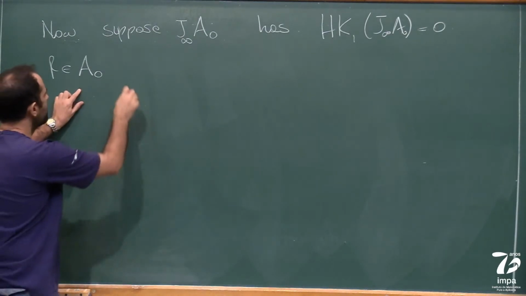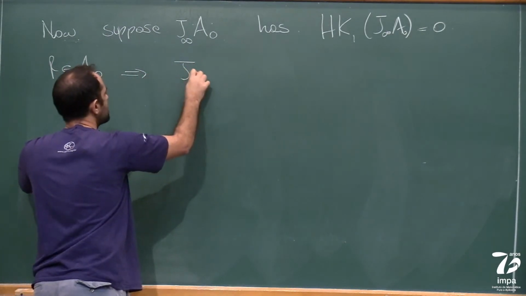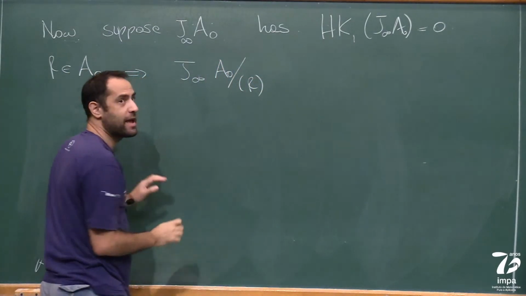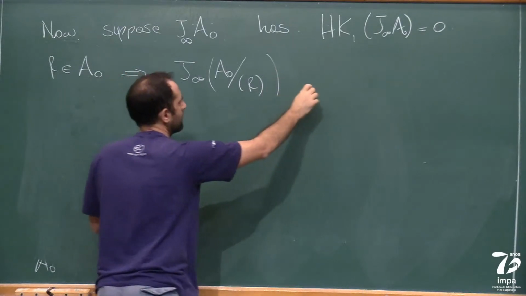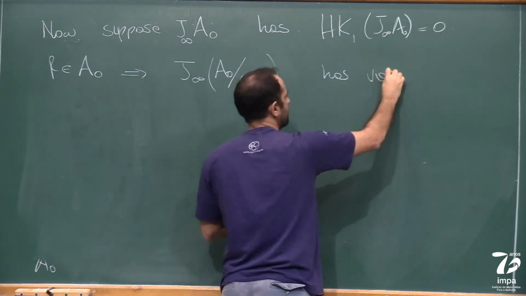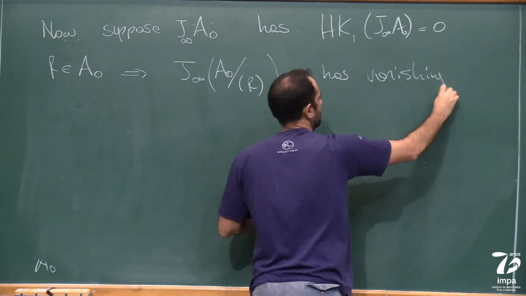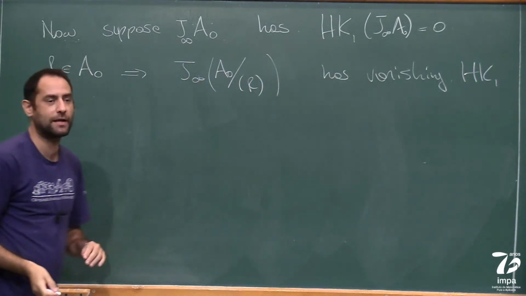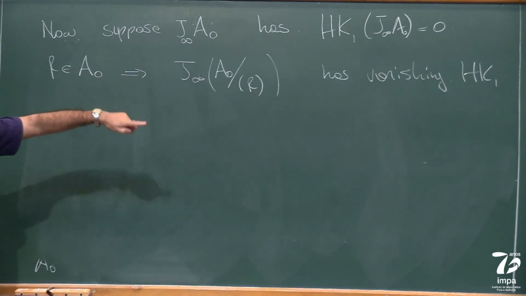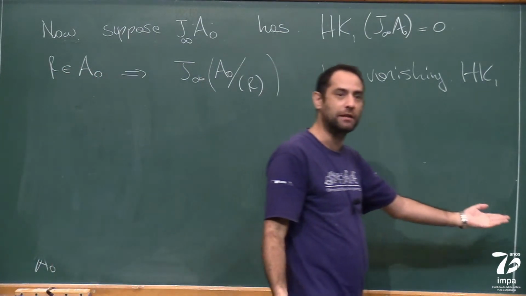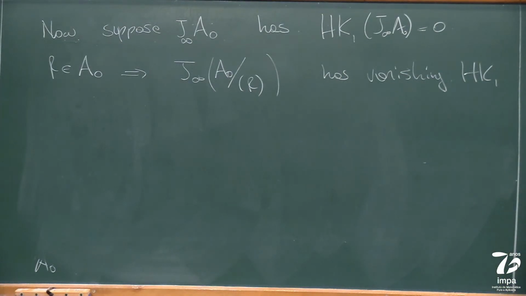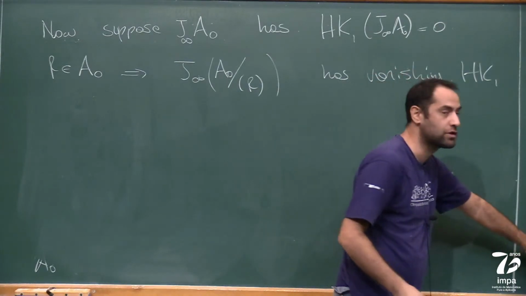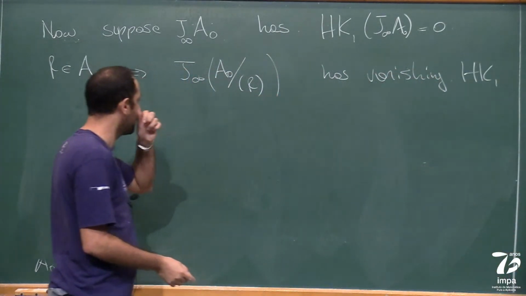And I want to prove that the arc space of A0 divided by the ideal generated by F also has that property: vanishing HK1. If I prove that, then since any algebra of finite type, I can build it starting from some affine space by taking quotients, then I prove this direction of the theorem. So I need to prove this.